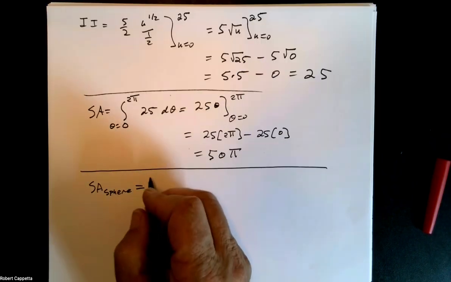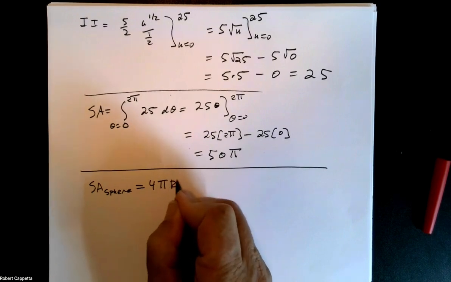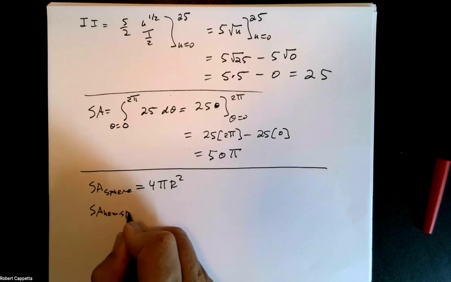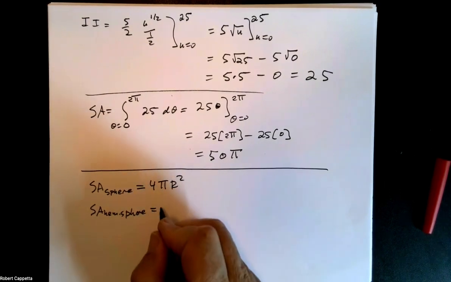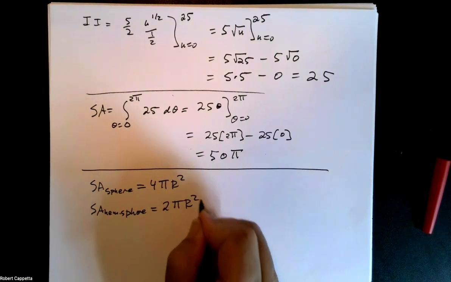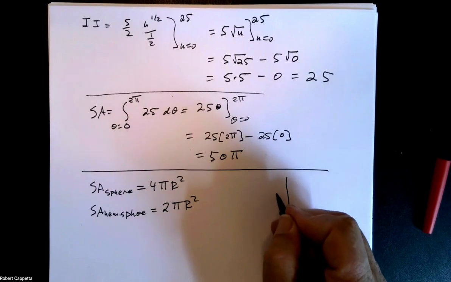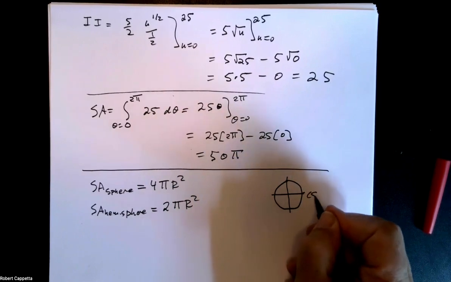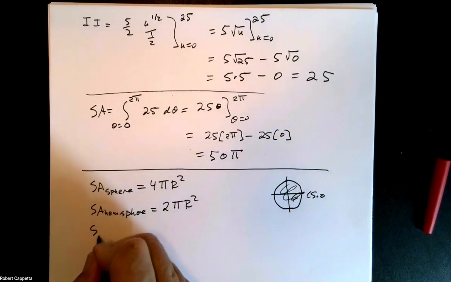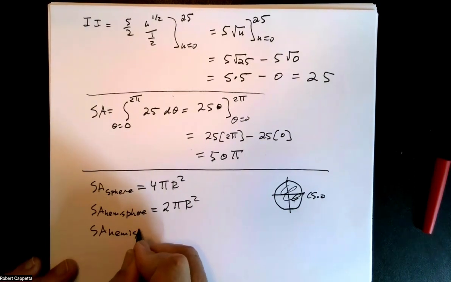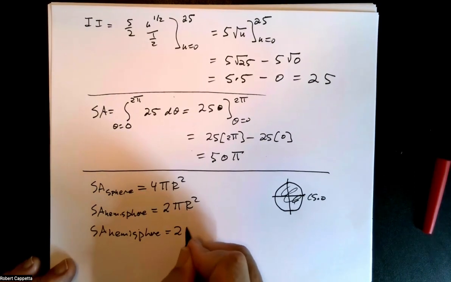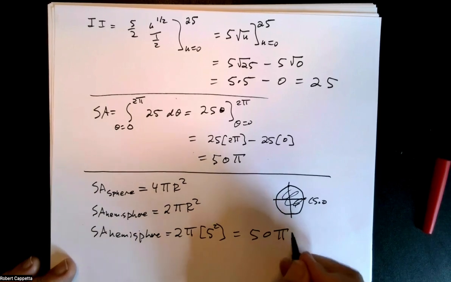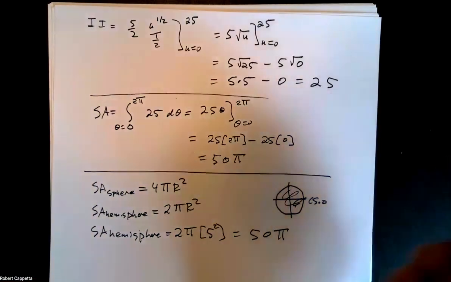So let's recall the surface area of a sphere is 4 pi r squared. Our problem here is a hemisphere. So if we cut that in half, the formula for the surface area of a hemisphere would be 2 pi r squared. If you remember, our circle that was the base of our hemisphere went out to 5, 0, so our radius was 5. So the surface area of our hemisphere here would be 2 pi times 5 squared, 25 times 2, 50 pi, which agrees with what we obtained from calculus.